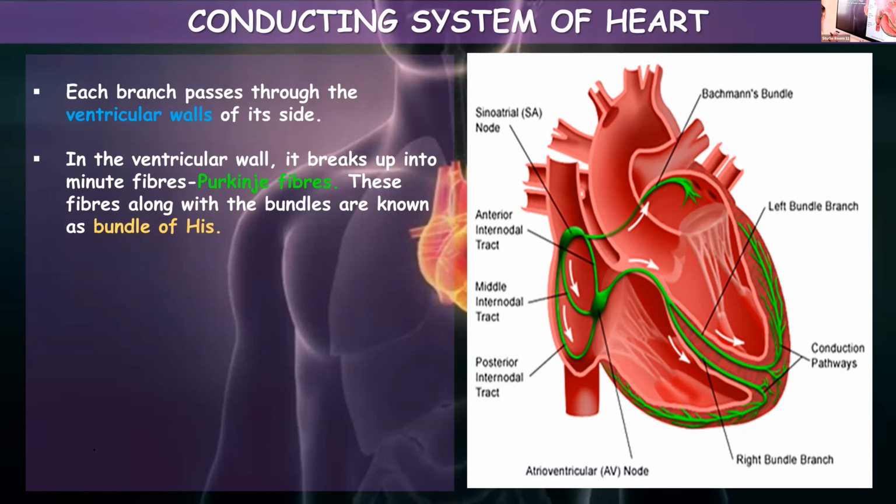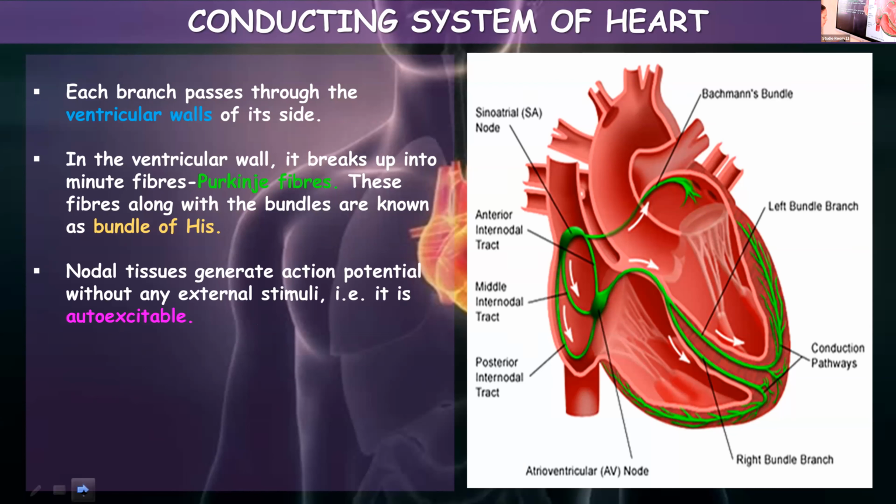From where it is arising, this AV bundle arises from the atrioventricular node, and they will pass through the atrioventricular septa and emerge on the top of the interventricular septum and get divided into right and left bundles, and these bundles will further get divided into smaller fibers. Those fibers you call Purkinje fibers, and these right and left bundles along with the Purkinje fibers are known as the bundle of His.